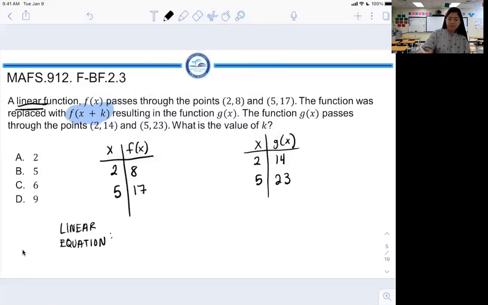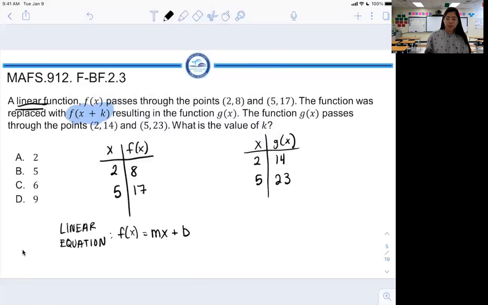F of x is equal to a linear equation. Linear. What's linear? You guys should know this by now. There you go, Janelle's. mx plus b. Y equals mx plus b. So we need to write that equation, but we don't know the slope and we don't know the y-intercept, right? So we got to figure that out.